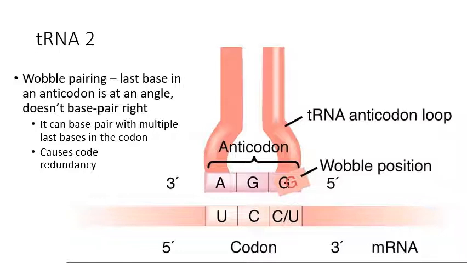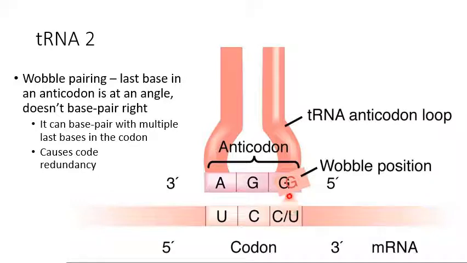Code redundancy is also determined by the tRNAs. When you have the anticodon base pair with the codon, it actually doesn't line up quite right. The first two nucleotides line up perfectly, but because the anticodon is curved, by the time you get to the third nucleotide, it's actually at an angle like this. So it's not going to be able to base pair perfectly with the nucleotide that it's supposed to pair with. That's called the wobble position because it's kind of wobbly, it's not straight, it's at an angle.